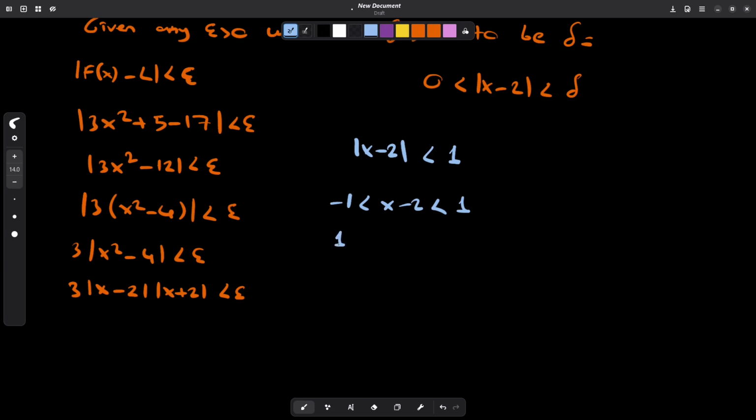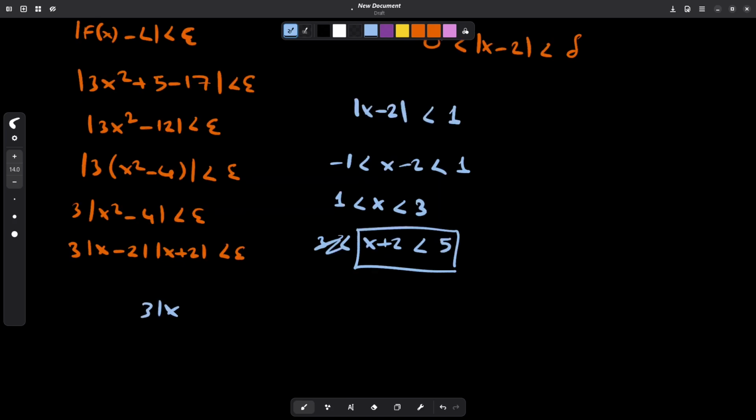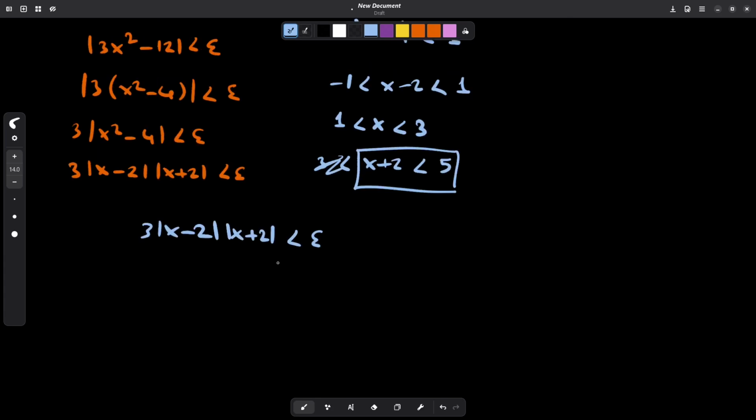If we add 2 to every side, x is going to be less than 3, right? Actually, we could have just added 4, right? But it's okay. x plus 2 is less than 5 and greater than, this part doesn't matter for us. We need this part, okay? Now I take this again: 3 times the absolute value of x minus 2 times x plus 2 is less than epsilon. For x plus 2, I'm going to write 5 now.